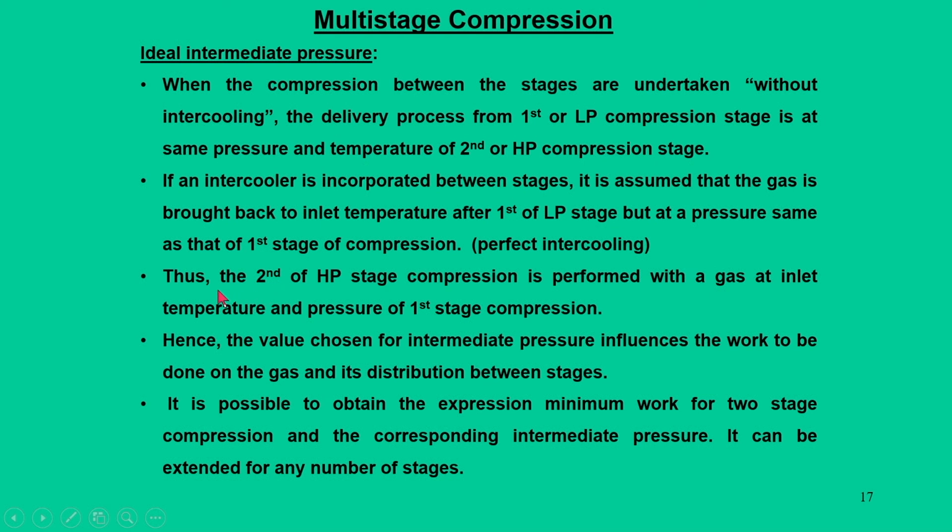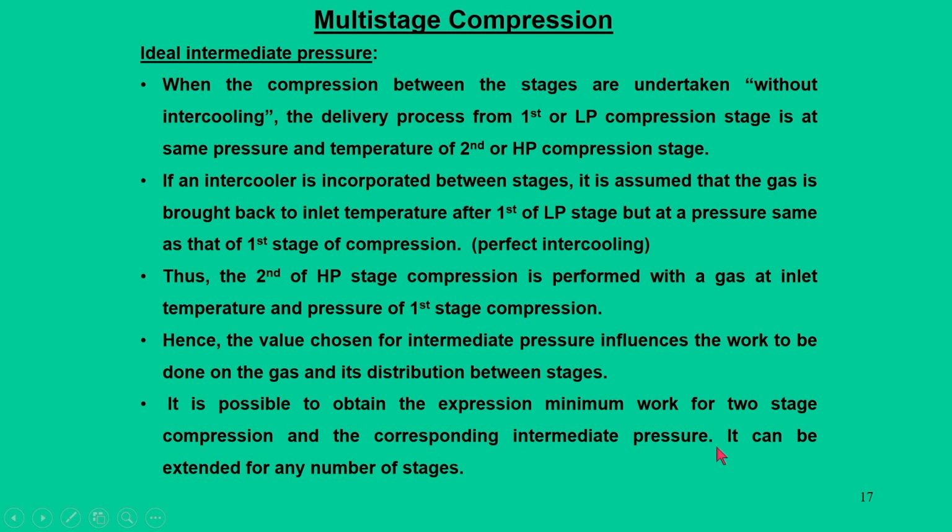Through this process, the second stage compression is performed with a gas at inlet temperature, but at the pressure of the first stage compression. Now, the value of the intermediate pressure has to be chosen in such a way that the work, the indicated power requirement, will be the minimum. For this case, mathematically it is possible to obtain an expression for minimum work for a two stage compression system corresponding to the intermediate pressure.